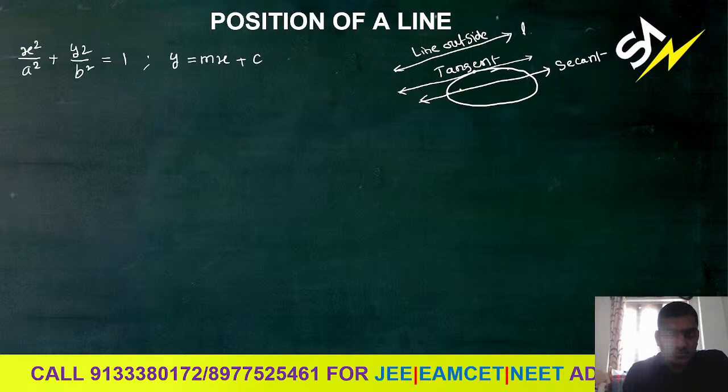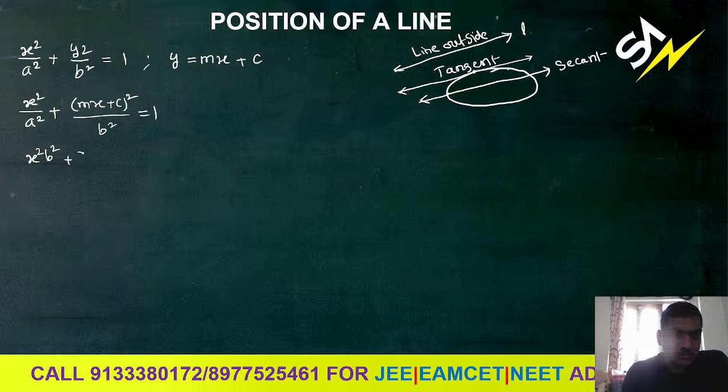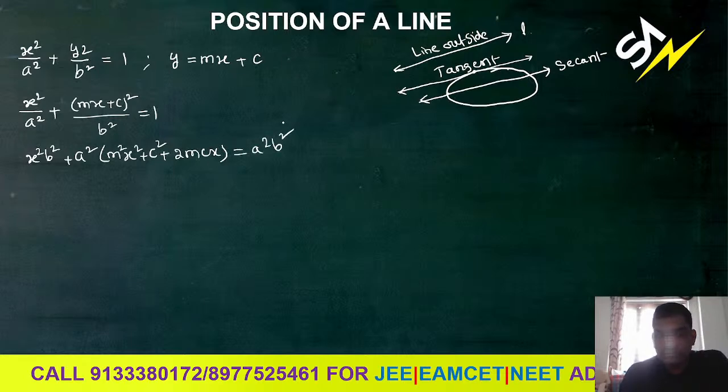For that we have to do x square over a square plus y square, where y is nothing but mx plus c, whole square, divided by b square, is equal to 1. Then here we have x square b square plus a square times m square x square plus c square plus 2mcx, which is equal to a square b square.